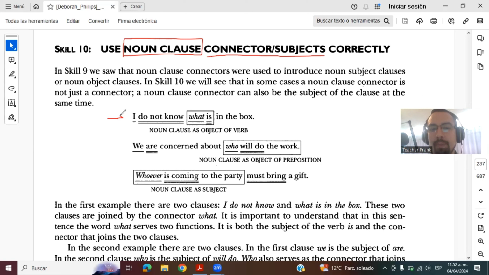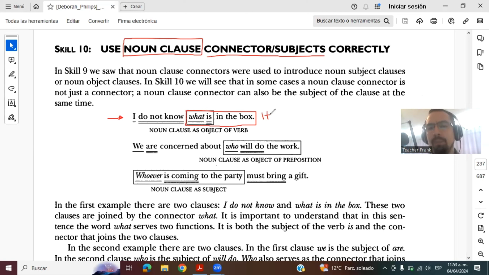Here's one example with a noun clause as object of verb. "I do not know" is my first clause, right? I, subject; do not know, verb. What is in the box? So I do not know it, right? I think here they may have mistaken the box. The little box should be all the way to the right. In this case, this would be my "it." I don't know it.